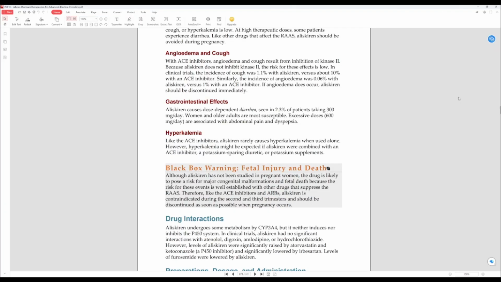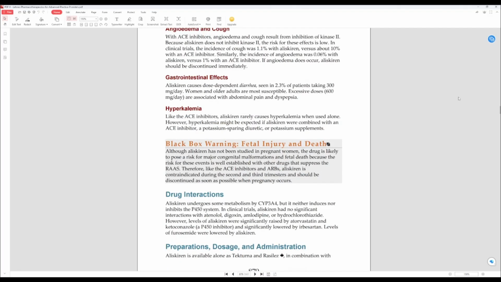So, speaking on angioedema and cough. With ACE inhibitors, angioedema and cough result from the inhibition of kinase 2. Because aliskiren does not inhibit kinase 2, the risk for these effects are low. In clinical trials, the incidence of a cough was 1.1% with aliskiren versus the 10% with an ACE inhibitor. Similarly, the incidence of angioedema was 0.06% with aliskiren versus the 1% with an ACE inhibitor. If angioedema does occur, aliskiren should be discontinued immediately.